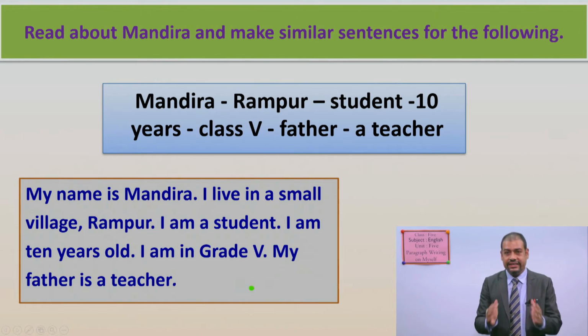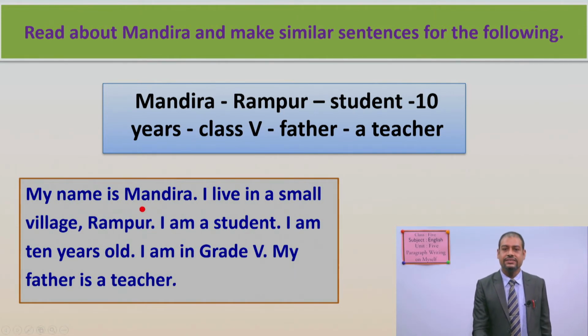Dear students, here also see the girl has written her name, then her address, then who is she, okay, student, then how old is she, her age and her class, and about her father, which we have already discussed. This is how you have to write down a paragraph. Okay?